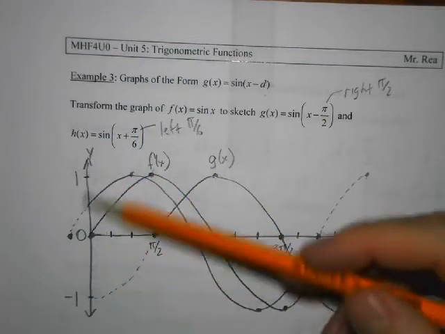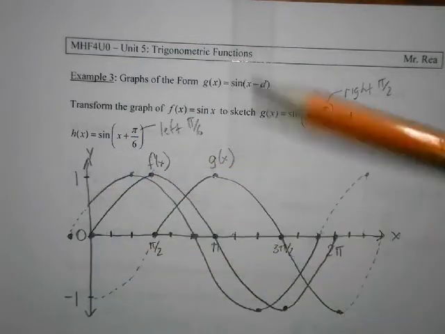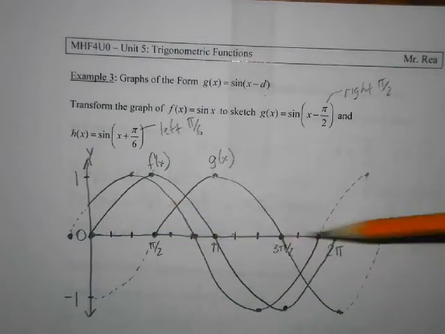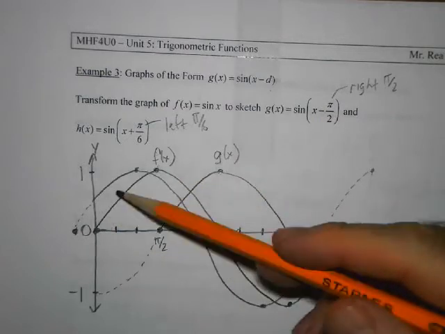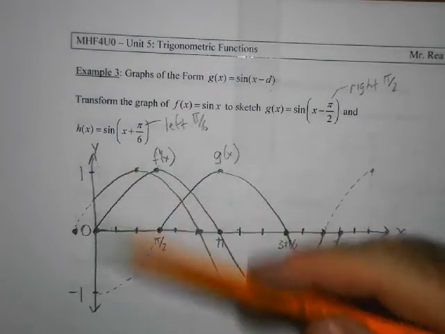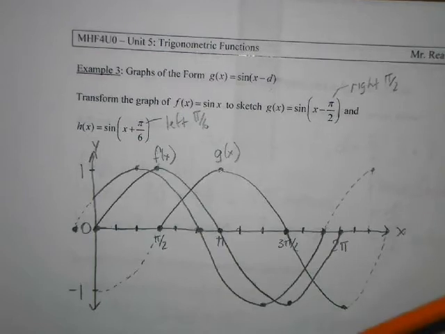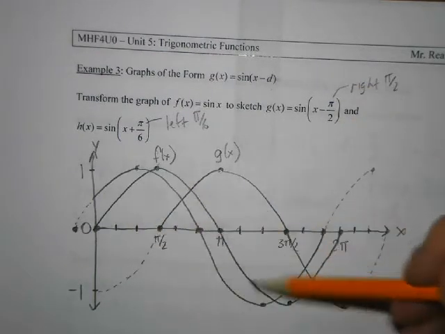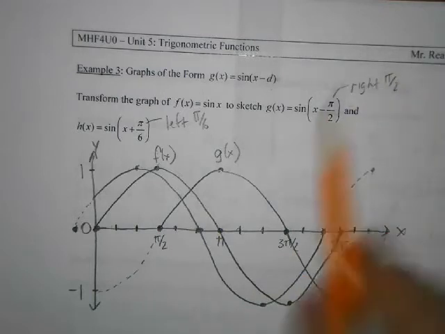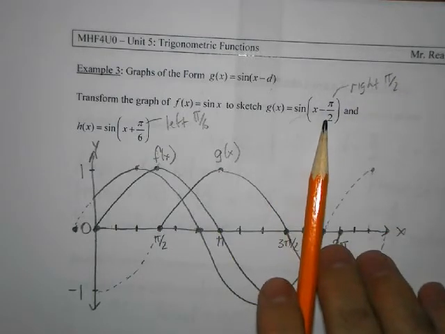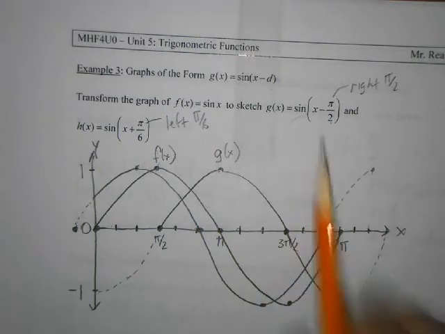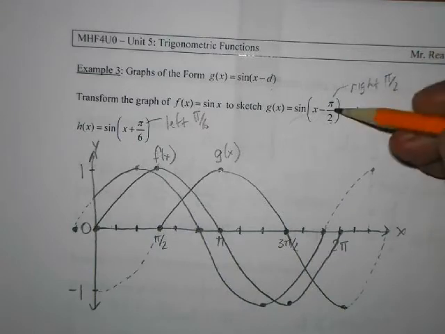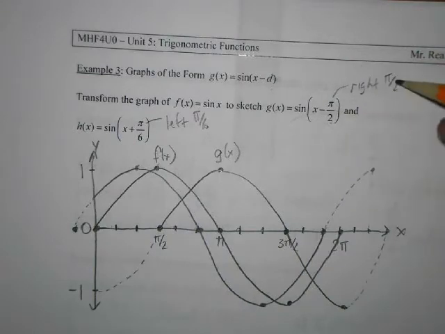You can see my amplitudes are not changing this time because the horizontal variables don't affect the vertical scale. They only affect the horizontal scale. Okay, so there's the original graph f of x. So this graph here, you have to interpret it right. It's x minus d. So d's value is actually pi by 2. So when d is pi by 2, that means it goes right.